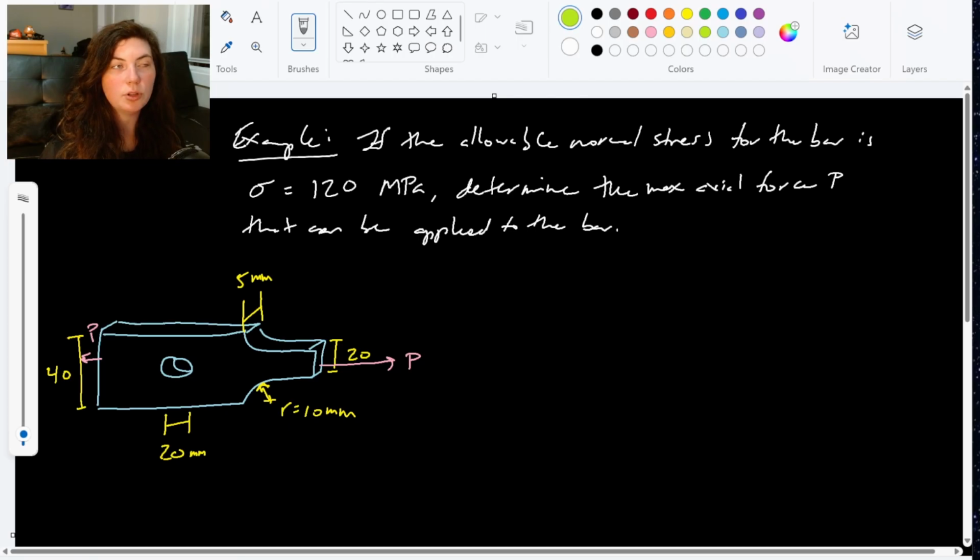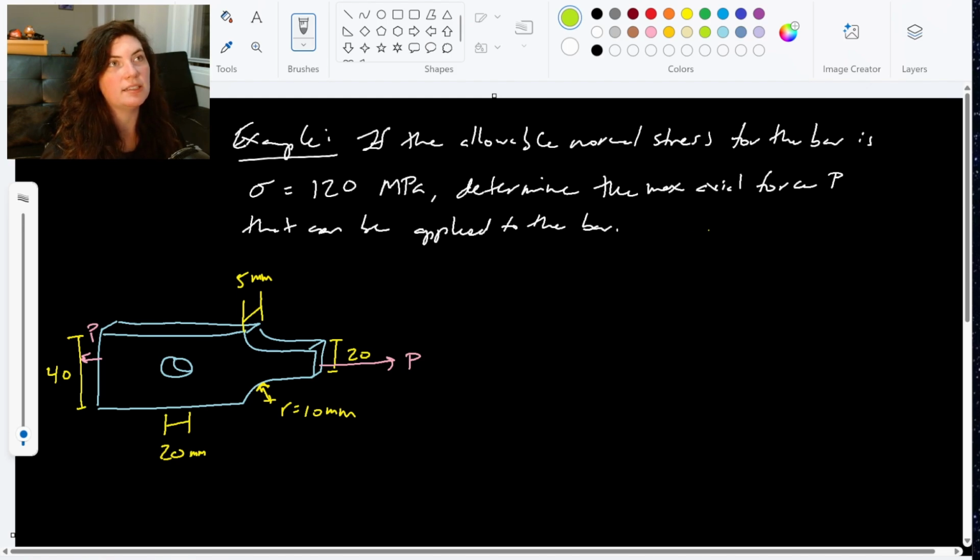So for this example, we're given this odd little bar which has both a hole and a narrowed down neck, a change in radius, or change in area, I should say. And it tells us that the allowable normal stress for that bar is 120 megapascals, and then we want to determine the maximum axial force we can apply to the bar.